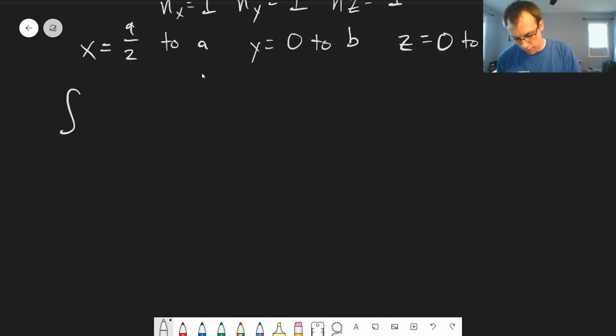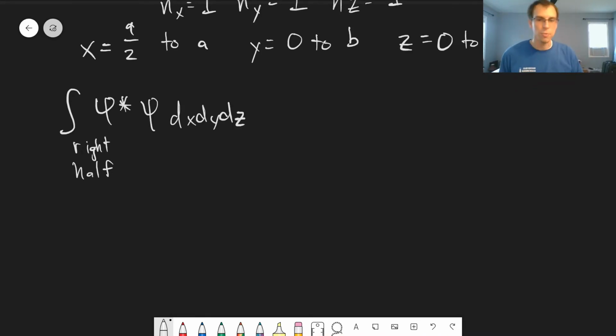If we want to do this problem, we need an integral. Our definition is to integrate over the probability distribution, psi star psi. And I should say not all space, but just over the part we care about. So our limits are the right half of the box, and then over the relevant variables. I'll explicitly write them out here: it's over x, y, and z, dx, dy, dz.